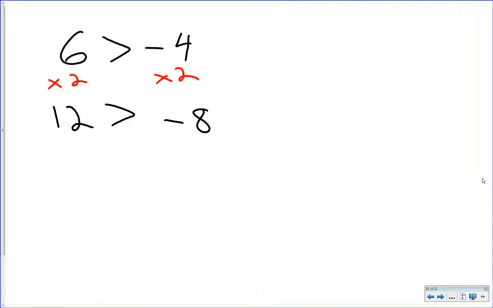Yep. Could I divide both sides by 2? Divide this side by 2, divide that side by 2. Is it still true? 3 greater than -4. Seems fine. It all seems fine.